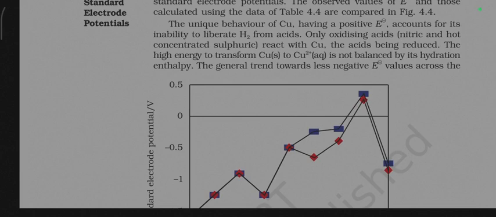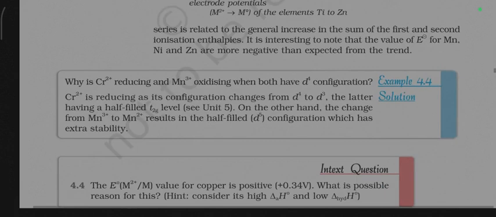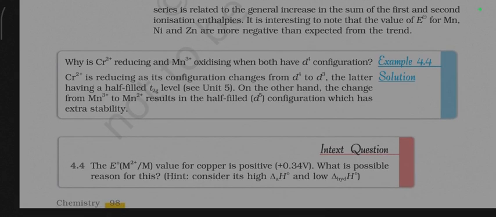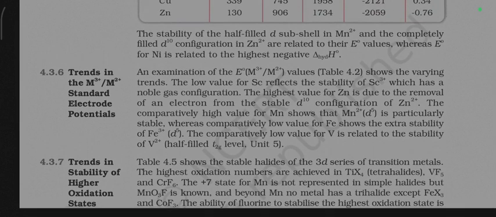The general trend towards less negative E° values across the series is related to the general increase in the sum of the first and second ionization enthalpies. It is interesting to note that the values of E° for Mn, Ni and Zn are more negative than expected from the trend. The stability of the half-filled d subshell in Mn2+ and the completely filled d10 configuration in Zn2+ are related to their E° values, whereas E° for Ni is related to the highest negative ΔhydH°.